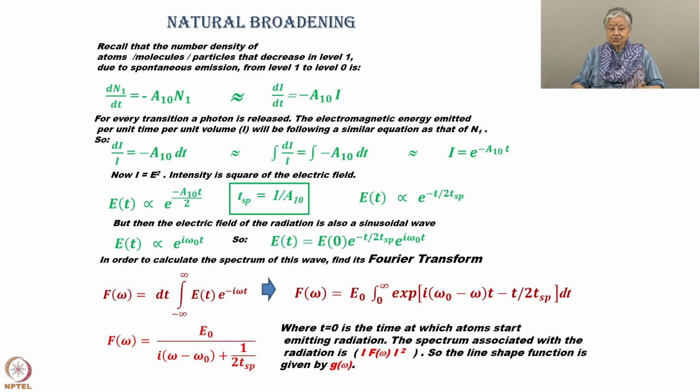Any radiation is a sinusoidal wave. So, a sinusoidal wave in the time space can be written as E of t proportional to e to the power i omega 0 t. As we have seen in the previous slide, omega 0 happens to be the central frequency. And so E of t now can be written as the sinusoidal wave, I have it here, plus at the same time E of t is also e to the power minus t upon 2 tau spontaneous. So, E of t is proportional to this and this.